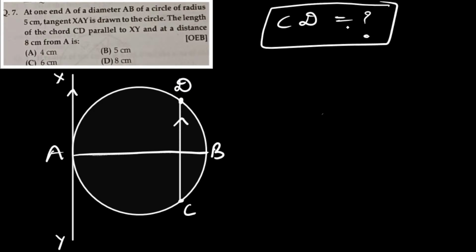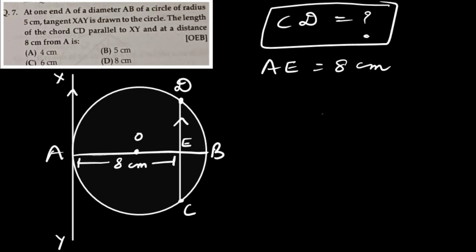We have to find the length of CD, and this chord is at a distance of 8 centimeter from A. If I write some other points, we have A, B, C, D, and let's say E. I'll write O, the center of the circle. We have to find the length of CD. AE is equal to 8 centimeter. So how to do this?